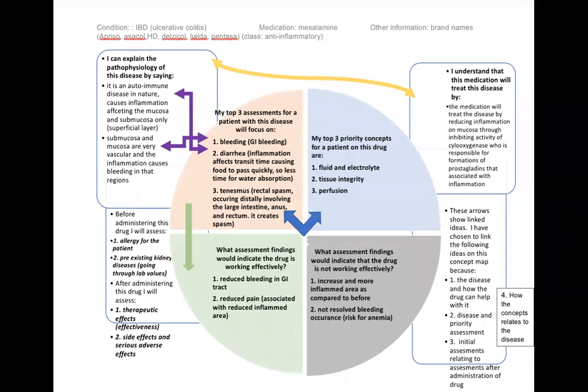Before administering this medication, I will assess for allergy because severe allergic reaction can occur. And the second one would be if the patient has a pre-existing kidney disease because the drug can affect kidney function. I will do this by going through the lab work, including BUN and creatinine level, and also going through the chart by recognizing the main diagnosis for the patient.